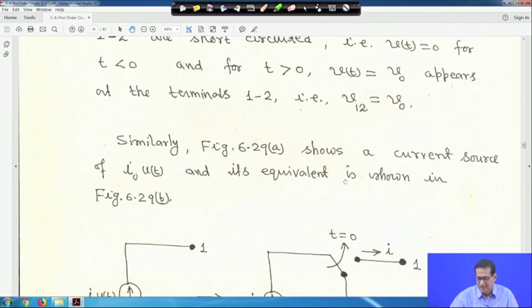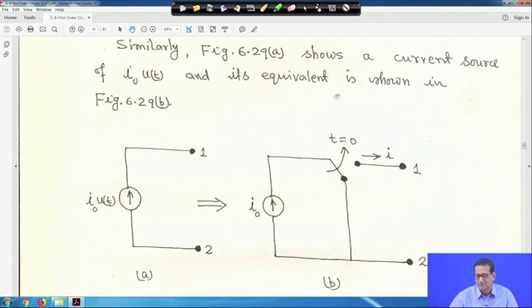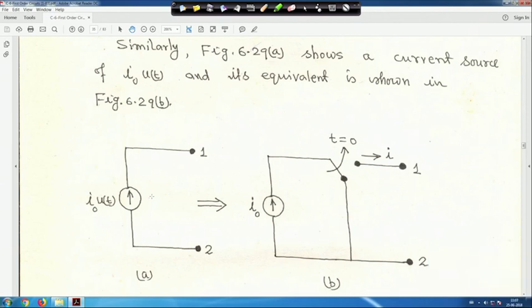Similarly, for the current source, suppose you take a current source I0 u(t), and its equivalent circuit is shown. This is I0 into u(t). We have explained the step unit function: for t less than 0, u(t) is equal to 0, and for t greater than 0, u(t) is equal to 1. So when the switch is in this position, as shown in this figure, the switch is open at t equal to 0, and for t less than 0 this is open, that means the current is equal to 0.